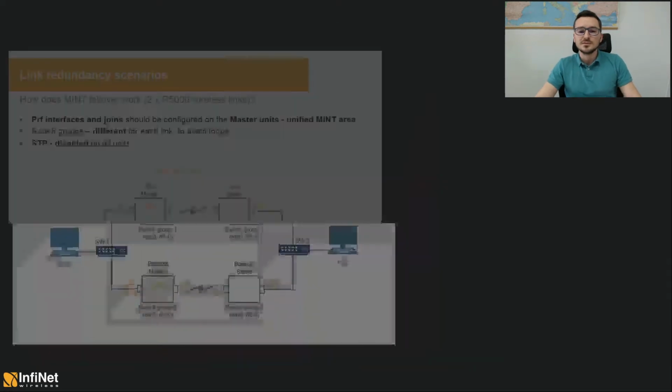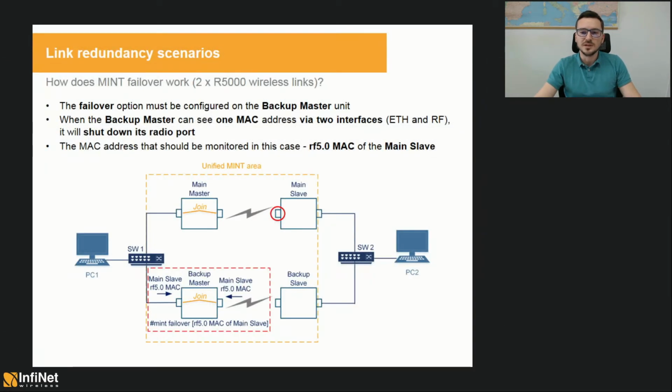In this example, it is enough to configure failover on the backup master only. You will find a command that activates it in the PDF document that I told you about earlier. The failover mechanism is really simple, and it works like this. When the backup master unit can see one MAC address via 2 different paths, it will shut down its radio port. The physical address that should be monitored in this case is the MAC of the radio interface of the main slave unit, as you can see marked in the picture. This address must be input manually along with the failover command via CLI.